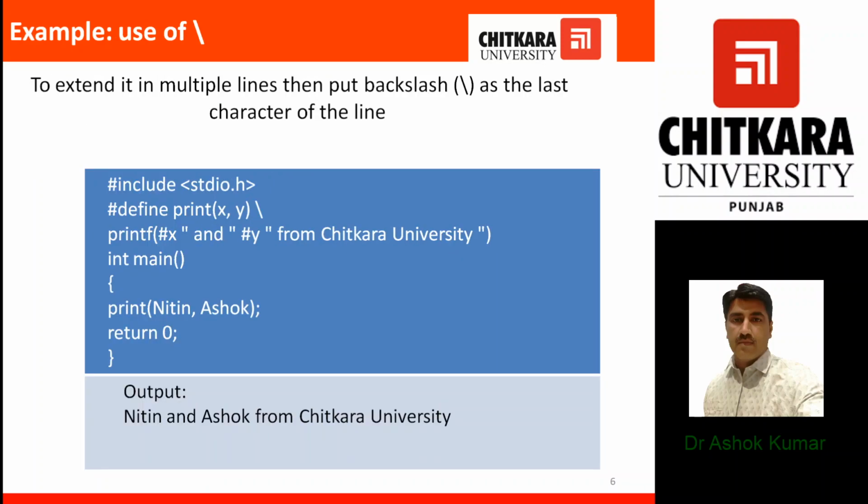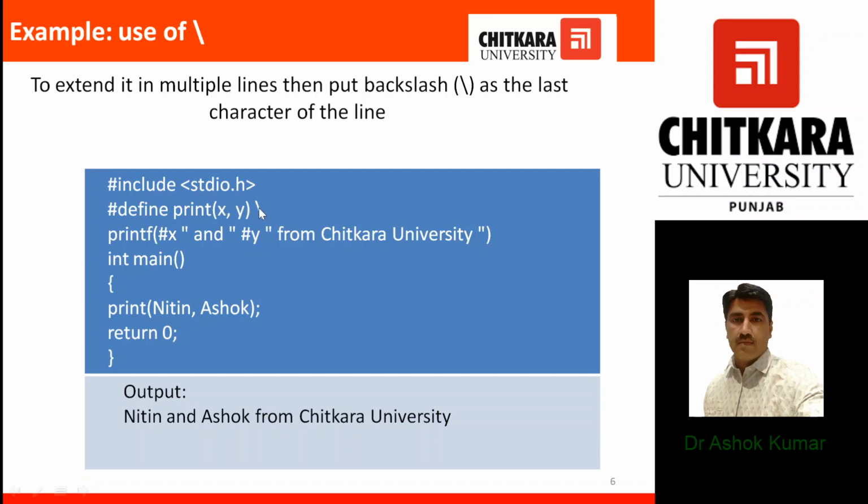So next is the use of the backslash, and as we discussed, this is used to extend the preprocessor directive to multiple lines. So here we have used the macro just like a function. So this is a function-like macro. This is the name of the macro, print. This macro is parameterized. There are two parameters, x and y.